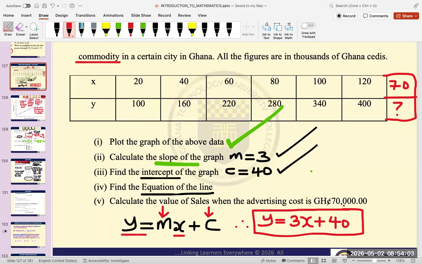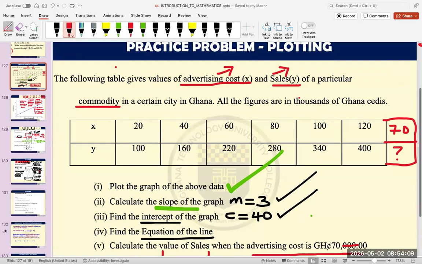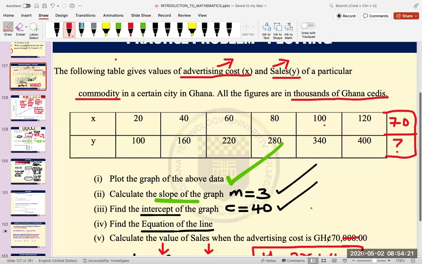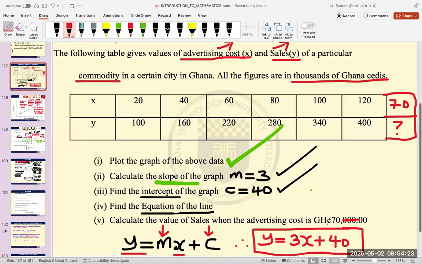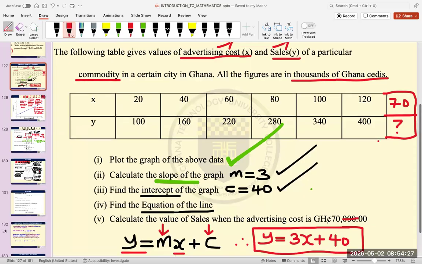Now the 70,000 you are seeing here, I have removed the last 3 zeros because when you look at this question, it says that all figures are in thousands of Ghana cedis. So this that you are seeing here is actually 70,000, but we have removed the 3 zeros at the back. So assuming X is 70, what is Y?